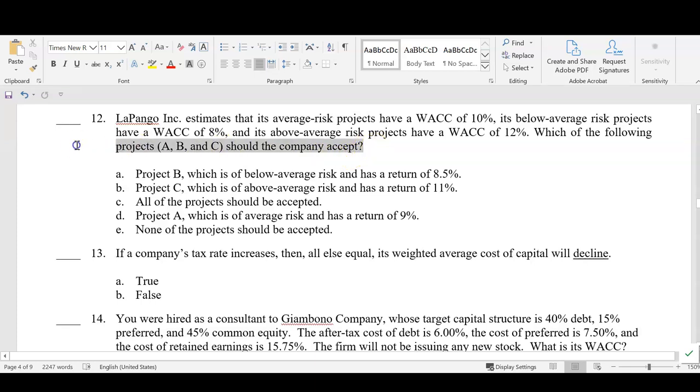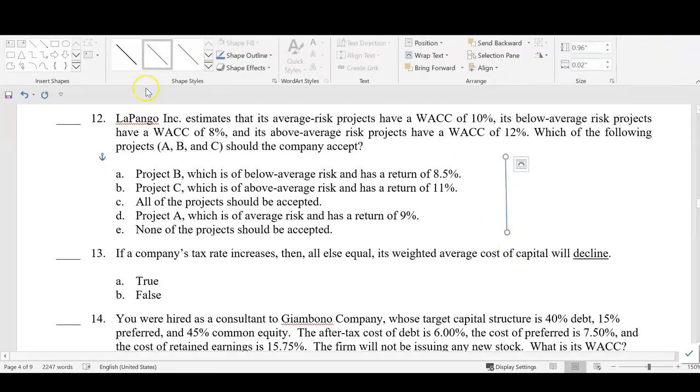Okay, so again, remember, this is testing our knowledge on the risk-adjusted WACC line. If we're looking at different projects with different project returns, we need to compare the return of the project to the WACC of the firm at the same risk level. Composite WACC might be just a set number, say 10%. We cannot use composite WACC. We need to use a risk-adjusted WACC line like this.